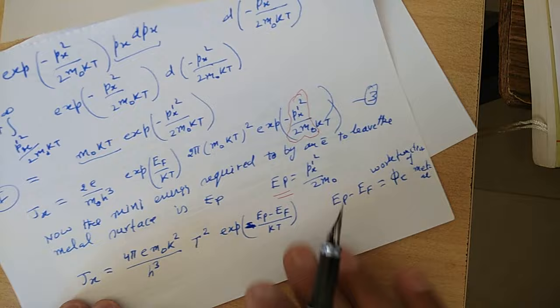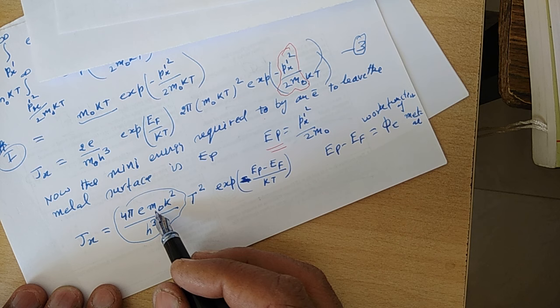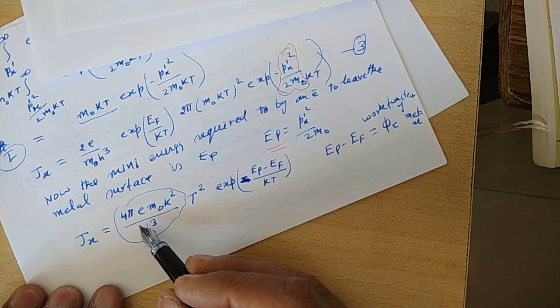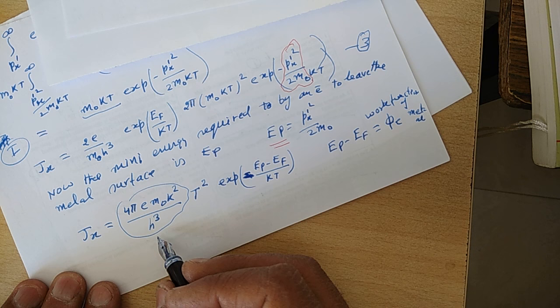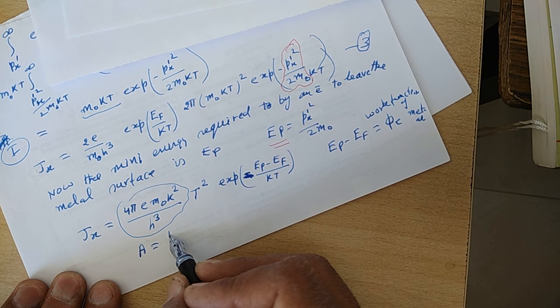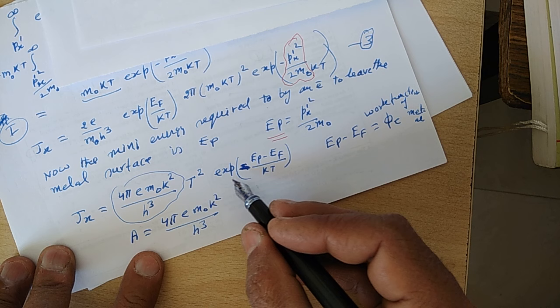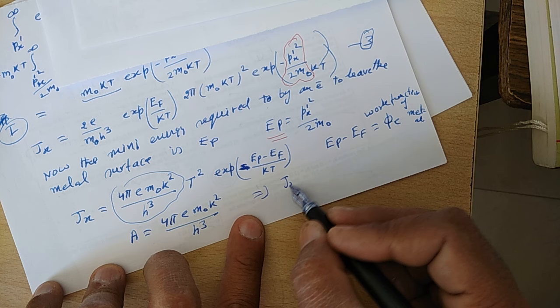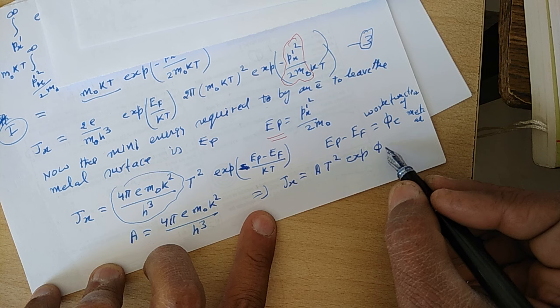Here in all these terms, 4 pi, e is the charge, m naught represents the mass of the electron, k is the Boltzmann constant, h is Planck's constant. So all these terms are constants, so we can consider all these terms equal to a constant A, that A is equal to 4 pi e m naught k square by h cube. So the above equation can be written as jx equal to A t square exponential minus phi e by kt.